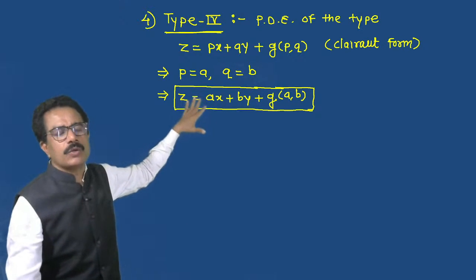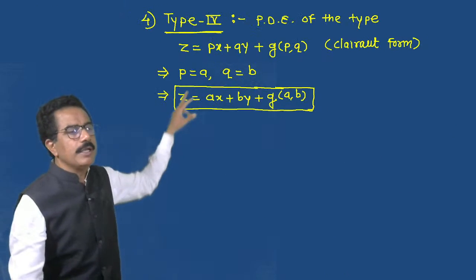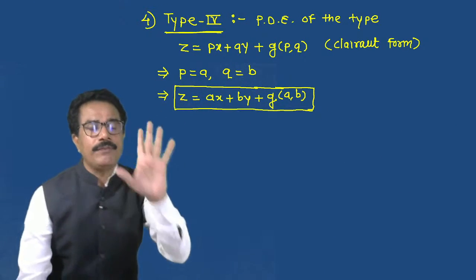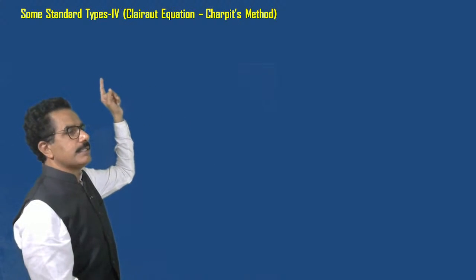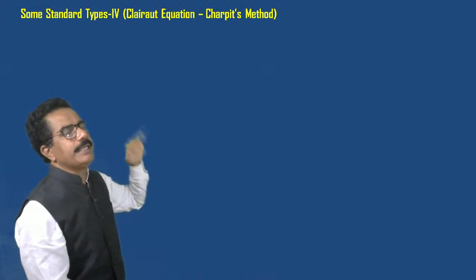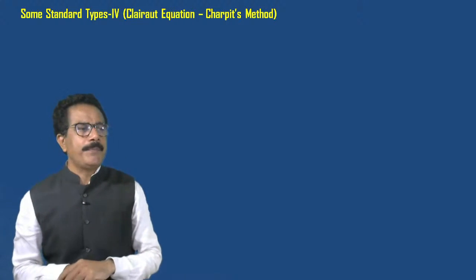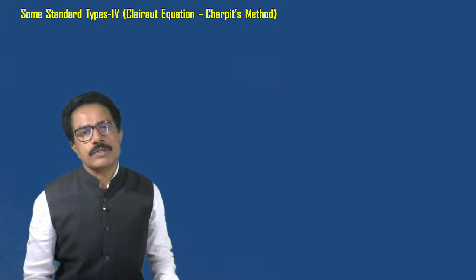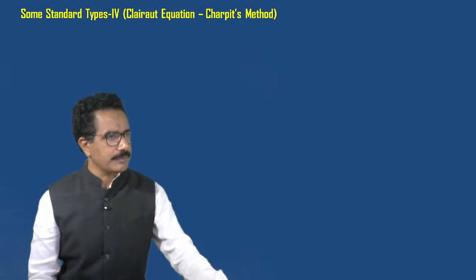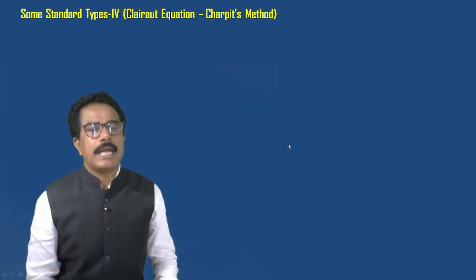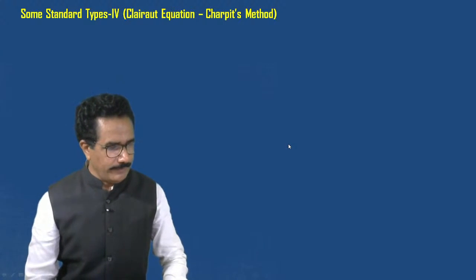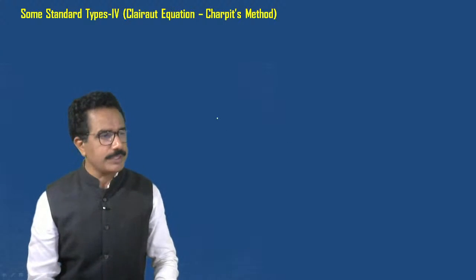This is the short note. Actually these are short notes, but we have to discuss this type 4 in detail. So we shall move towards some standard types. In that, type 4 is also known as the Clairaut equation. So Clairaut equation or Clairaut form, we shall first define that form and then we shall move towards this.